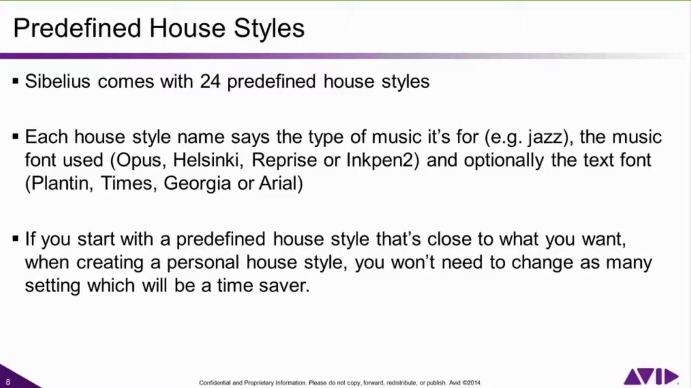Each house style will have a name that says the type of music it's for, for example, jazz. The music font used: Sibelius comes with 4 different music fonts, Opus and Helsinki, which are kind of classical, and Reprise and Inkpen, which are more of a handwritten jazzy look. And optionally, it may state what the text font is: Blanton, Times, Georgia, Arial, etc. If you're creating a custom house style and you start with a predefined house style that's close to what you want, you won't need to change as many settings, and that can save you some time.